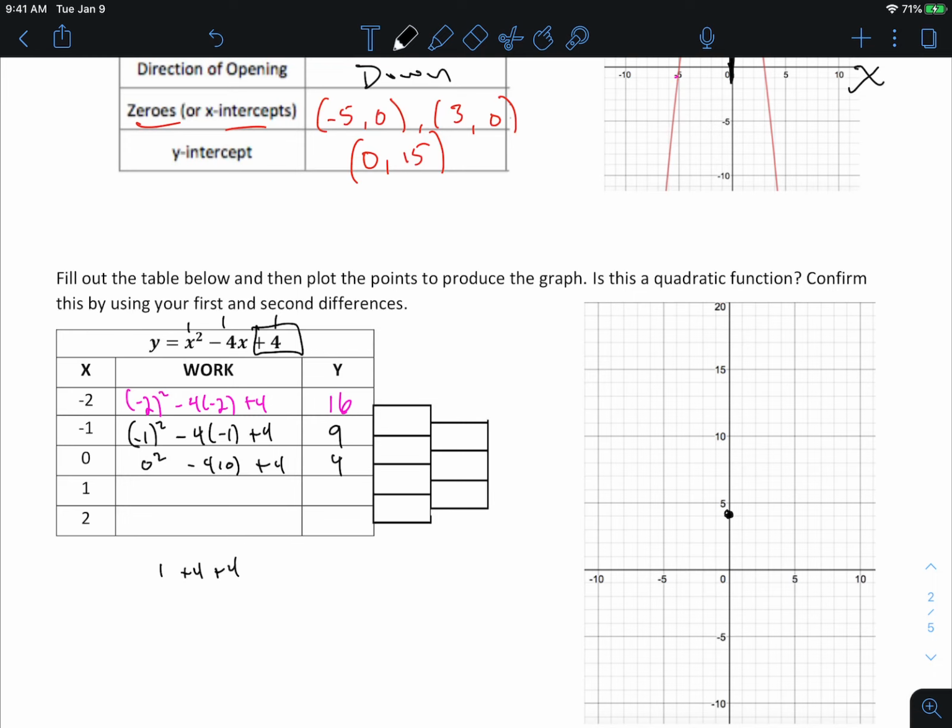It's 0 squared minus 4 times 0 plus 4, so all of that is 0, and then it's just plus 4. Now the next one. Here's where quadratics comes into play. This is why I like quadratics. You do the next one, and tell me if you see a pattern. Alrighty.